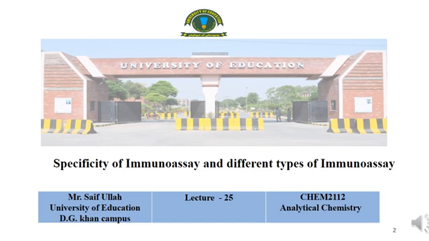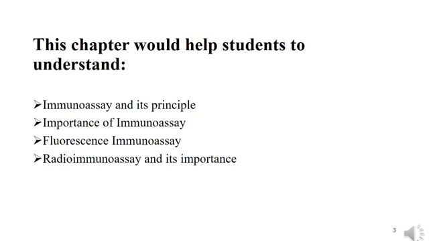Today we are going to discuss the topic: specificity of immunoassay and its different types. Course name is Analytical Chemistry and the course code is CHEM2112. This lecture would help the student to understand immunoassay and its function, importance of immunoassay, fluorescence immunoassay, and last one is the radioimmunoassay and its importance.